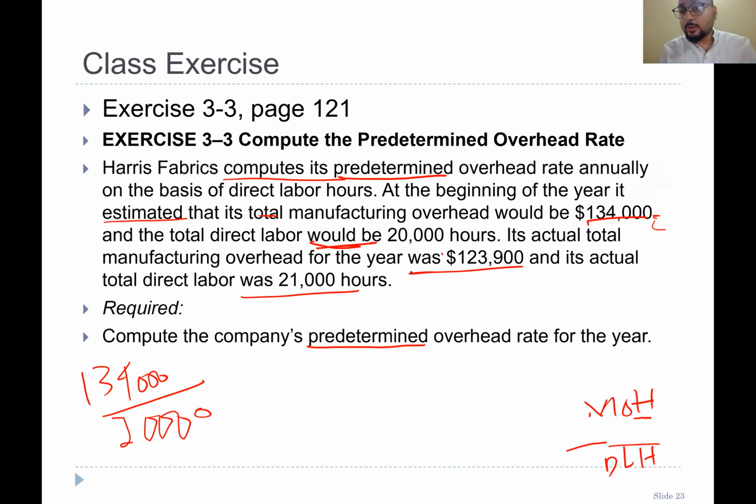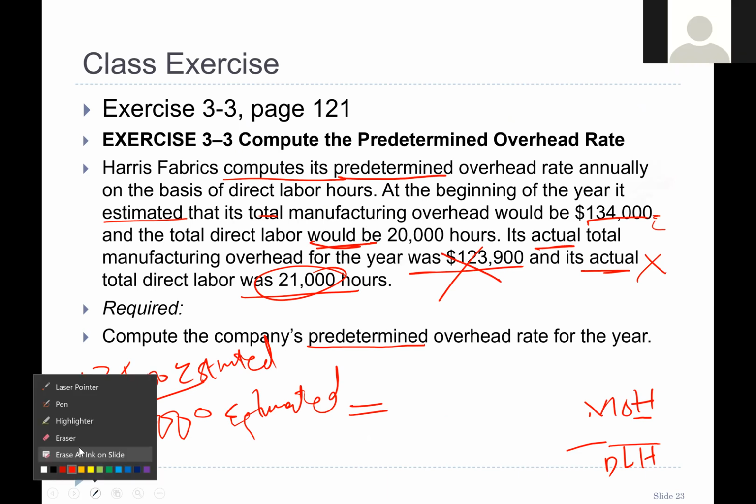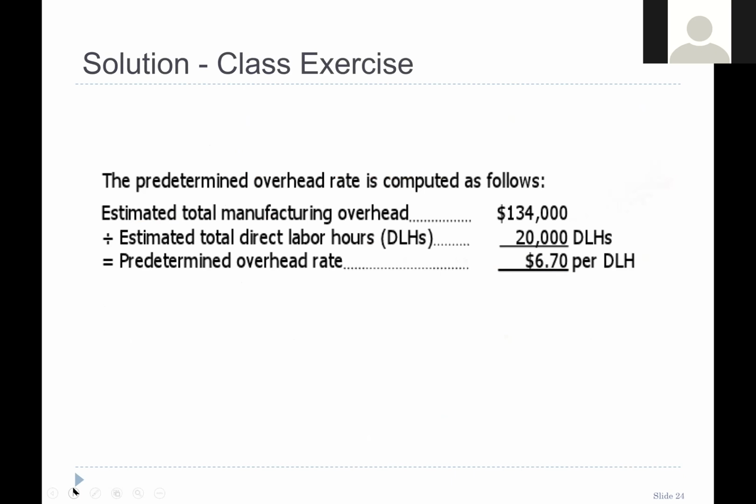So we cannot use this one. Why? Because this is the actual one. And we cannot use 21,000 because this is also the actual one. So the predetermined overhead rate is based on estimated cost and estimated hours. What would be the answer? 134,000 divided by 20,000 is 6.70. Right? Understand? So you are following me? Yes. Good.